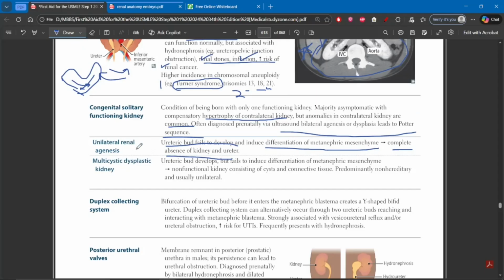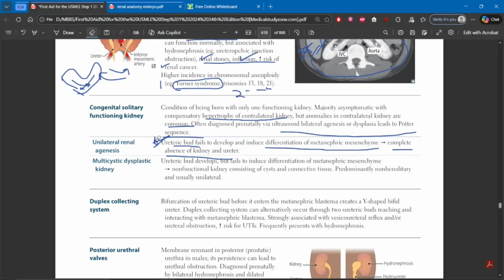So what is the reason for renal agenesis? The ureteric bud most commonly fails to develop, and that results in the complete absence of the kidney because there is no signaling for the metanephric mesenchyme to induce the formation, to induce the connection. This is important to remember.